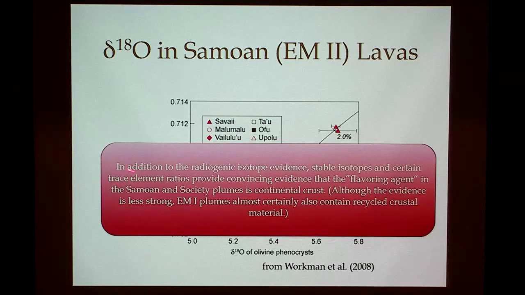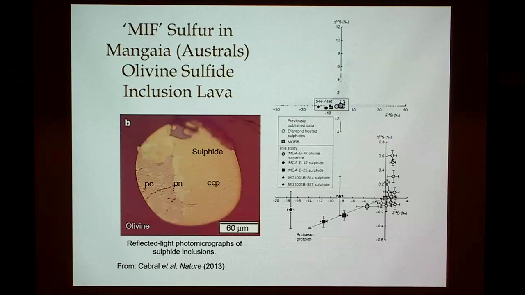So in addition to the radiogenic isotope evidence, stable isotopes and certain trace element ratios provide convincing evidence that the flavoring agent in our ice cream of the Samoan and Society plumes, the EM2s, is certainly continental crust. It's perhaps a little less strong for EM1 plumes, but I think they contain recycled crustal material as well, although perhaps more predominantly oceanic. I'm getting close to the end here. And here's, I'm going to steal Matt's thunder here.